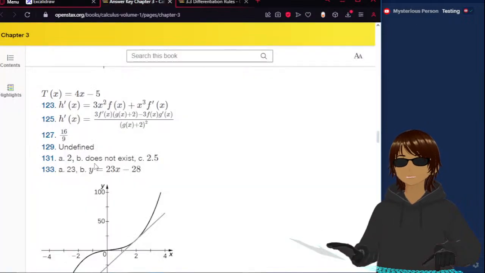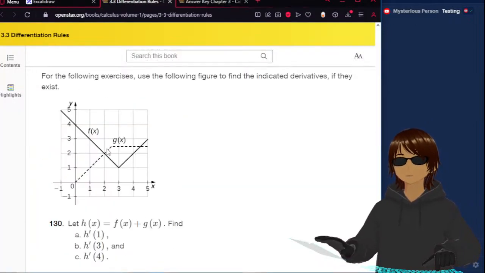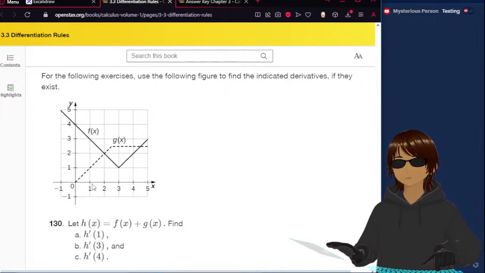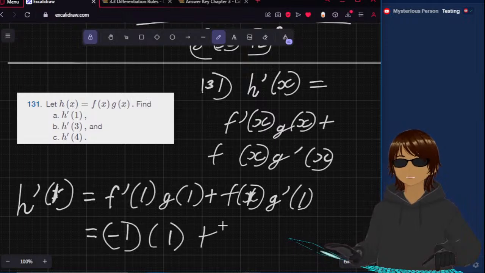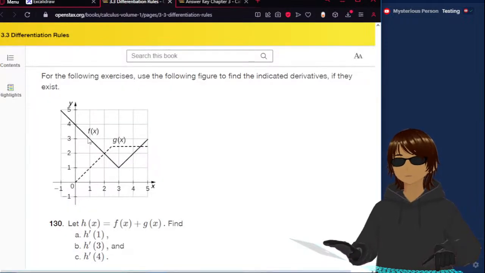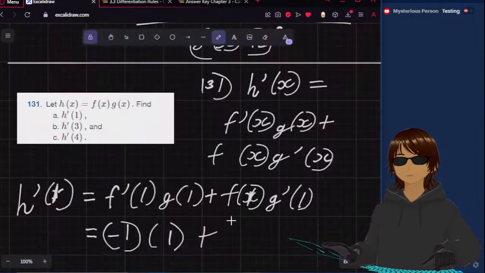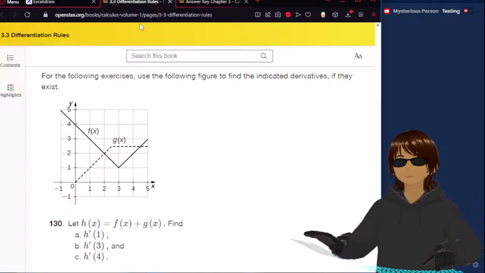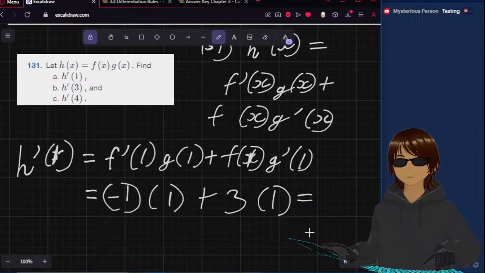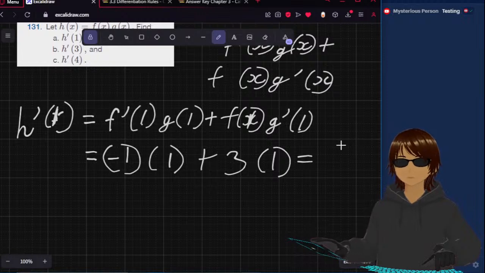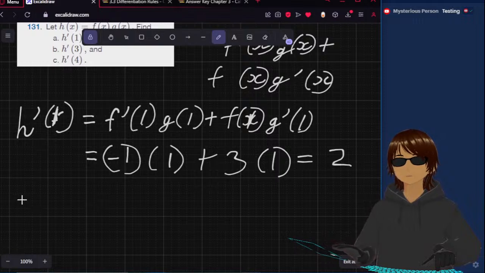And g of 1 is 1, plus it with f of 1 is 3, and then the derivative is positive 1. So 3 minus 1, 2. Now let's do part B.